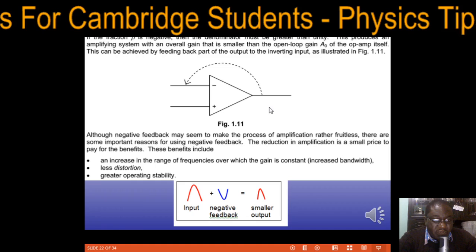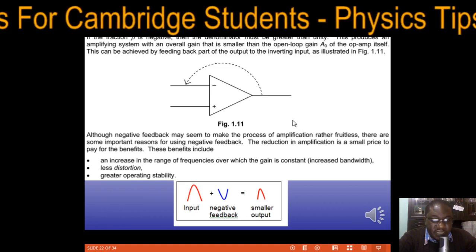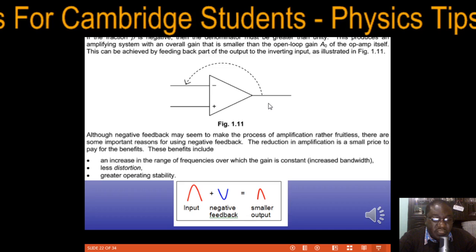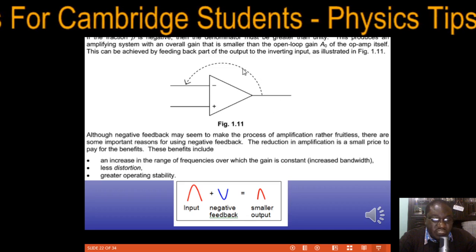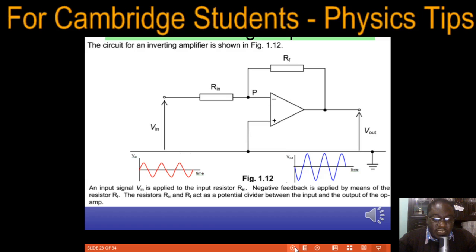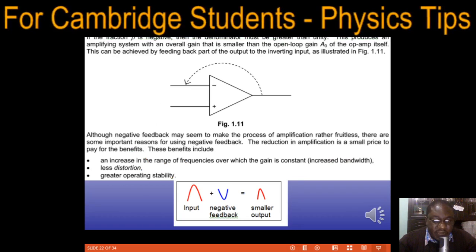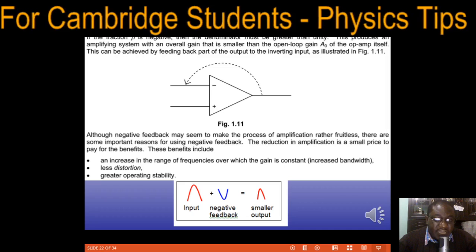Although negative feedback may seem to make the process of amplification rather fruitless, it is more important for, one, operating stability, and it also reduces distortion of the output, and it increases the bandwidth. Bandwidth is the range of frequencies that can be amplified by the same amount, so that is why it is very desirable.